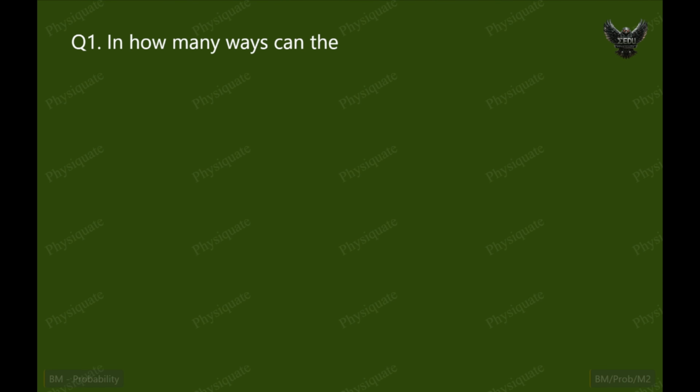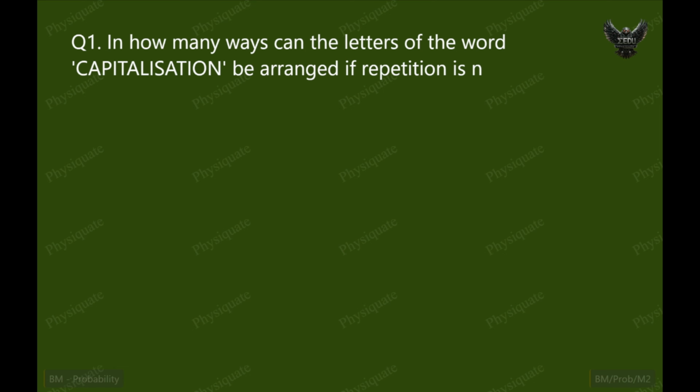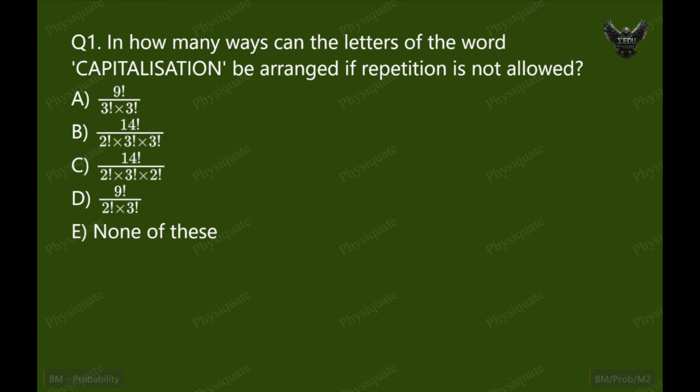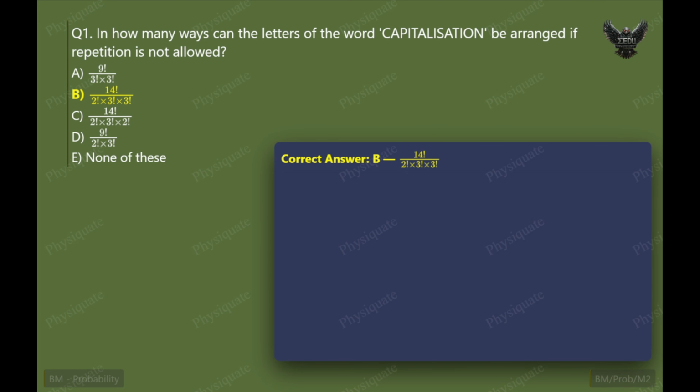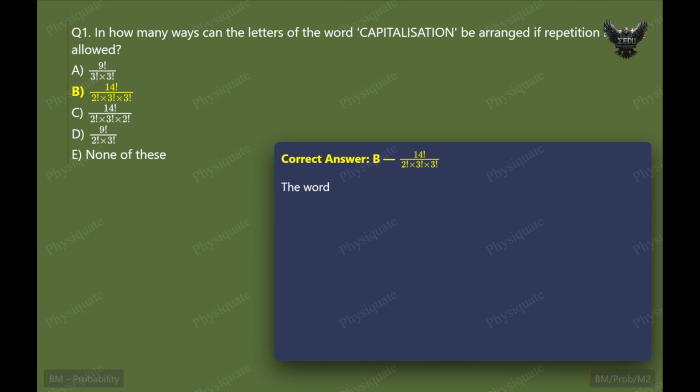Question 1. In how many ways can the letters of the word capitalization be arranged if repetition is not allowed? Correct answer is option B. The word capitalization contains 14 letters with some repeated letters.